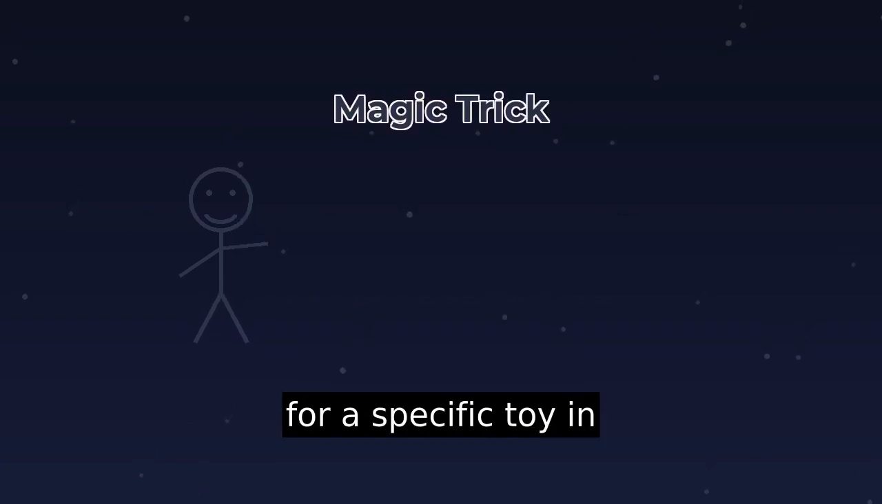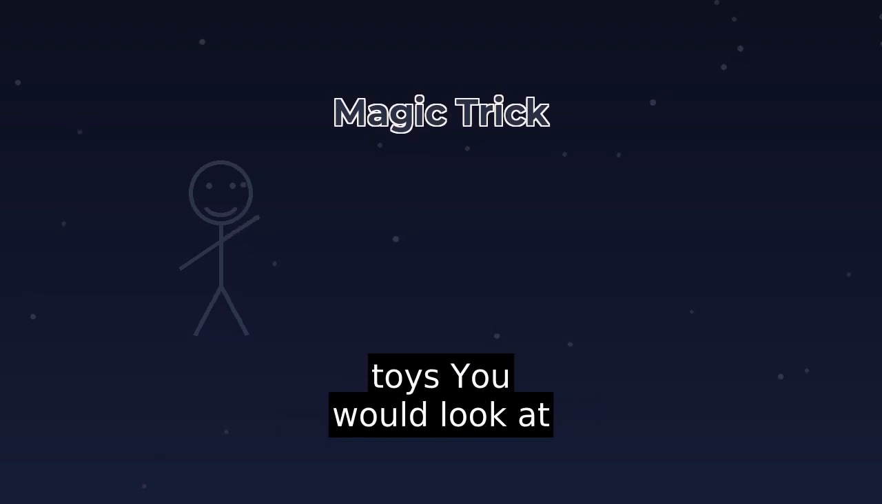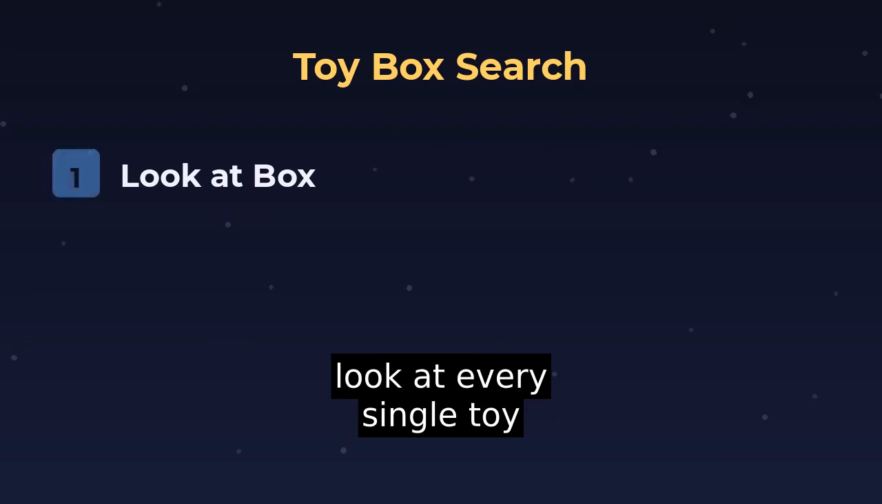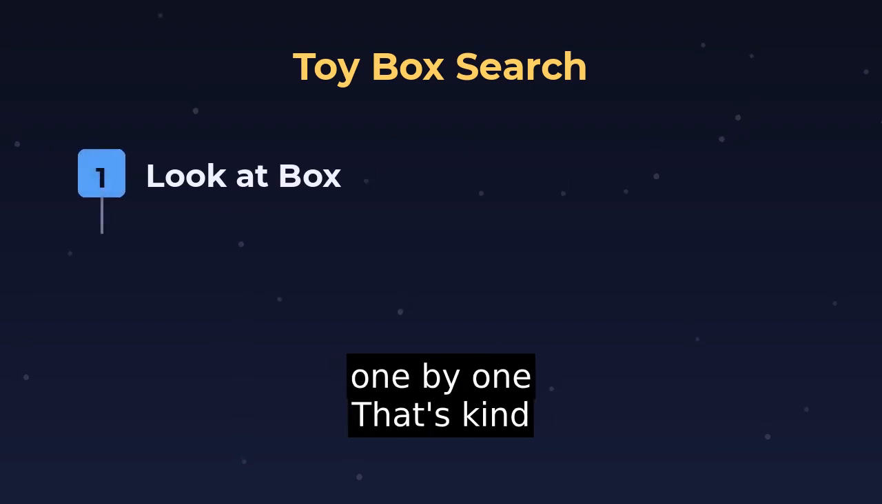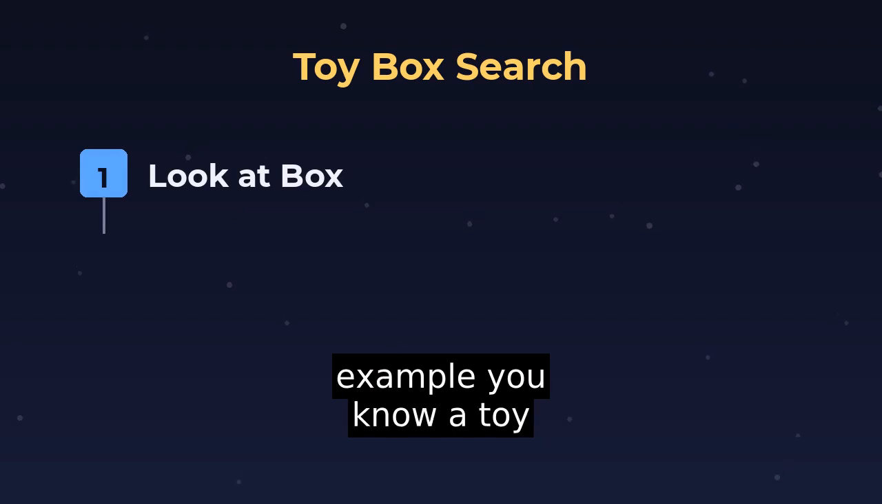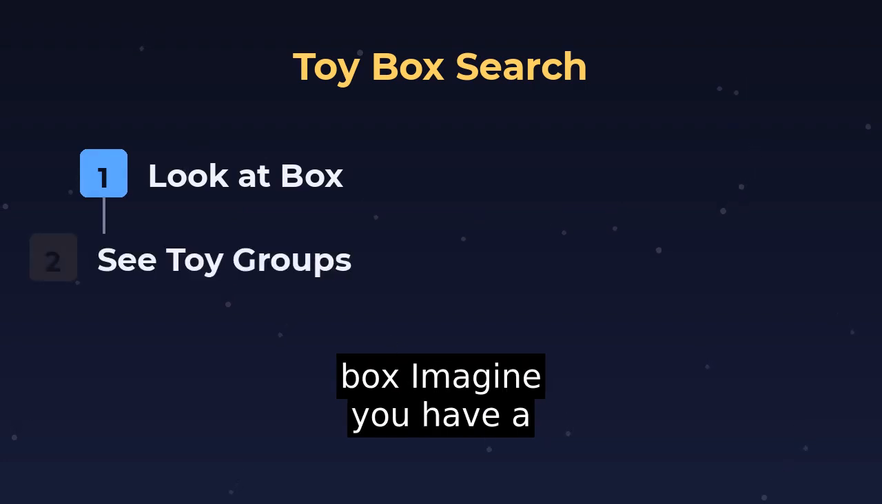Imagine you're looking for a specific toy in a big box filled with toys. You would look at the box, but you wouldn't look at every single toy one by one. That's kind of what pooling does, but with pictures. Let's use an example, a toy box.